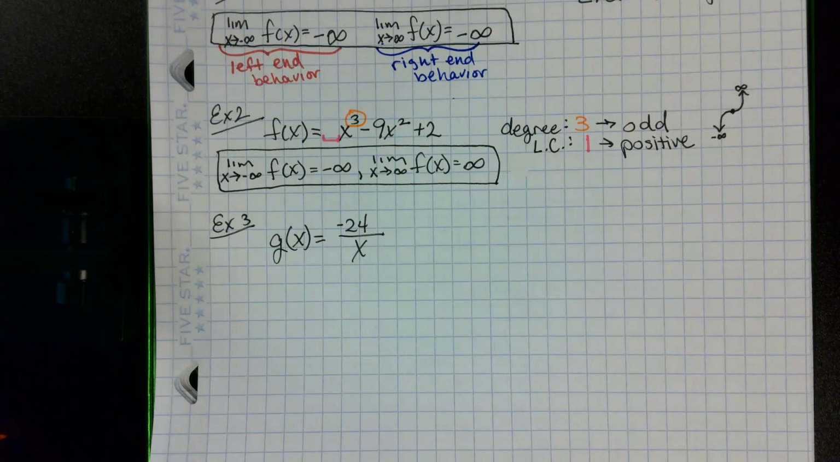So, the rules of rational functions for horizontal asymptotes say you compare the degree of the numerator with the degree of the denominator. Here I have a degree of the numerator.